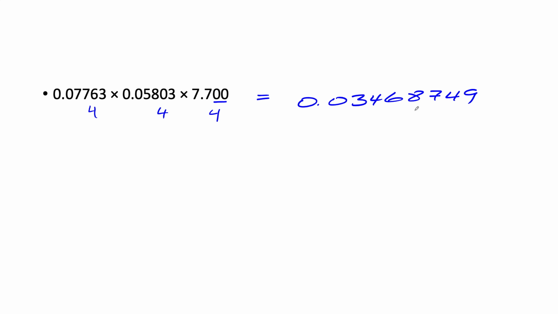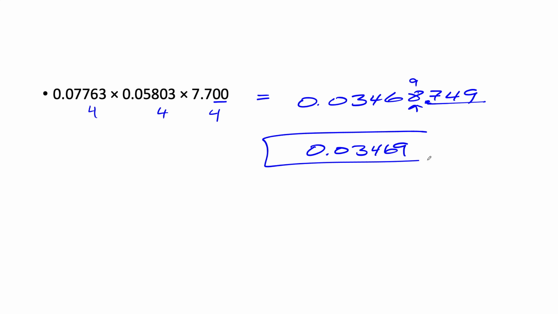Now I know it's not that many significant digits. All of these have 4, so I'm going to count 4. 1, 2, 3, 4. This is my last digit. I don't need the 749. 7 is above 5, so this becomes a 9. So my answer is 0.03469. Why? Because this is my last significant digit, and the number next to it is 7, so I round up. This is how this works. We go by the number of significant digits each of these numbers has.